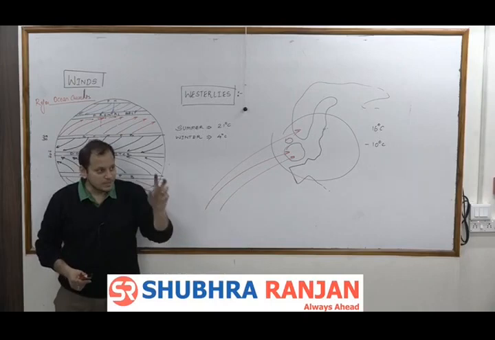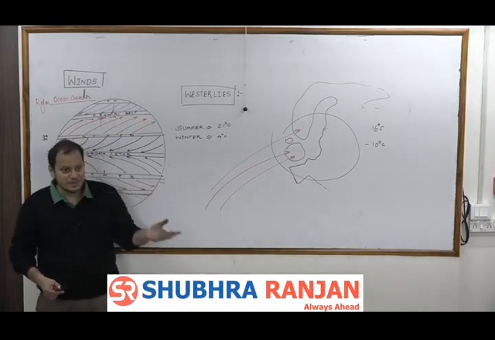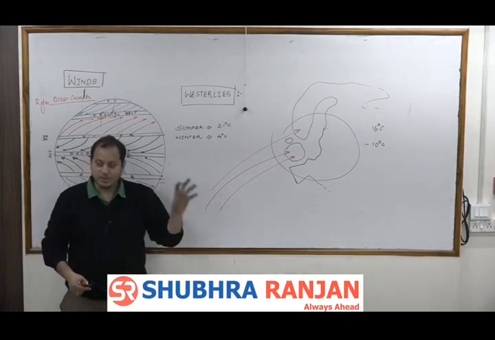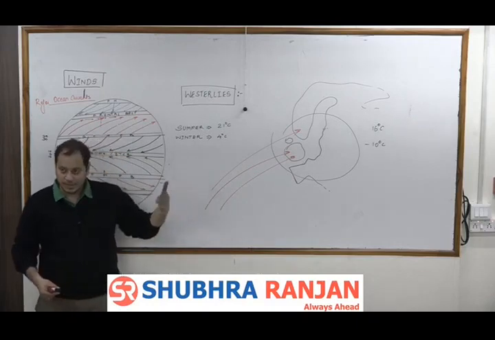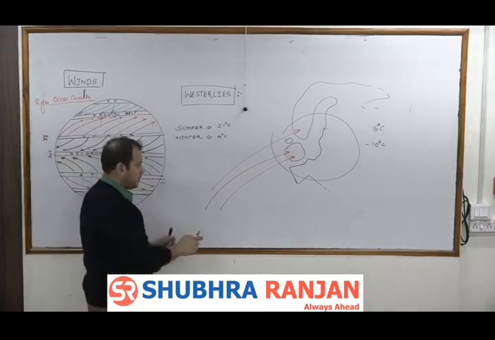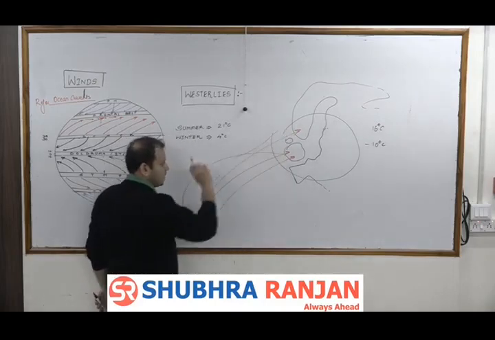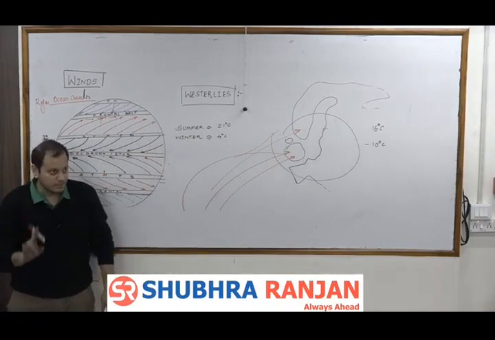So West European type of climate, which is considered to be the best climate for human development, for human health, has its origin due to the warming effect of the westerlies. And it is these westerlies which will take the Gulf Stream, that is the warm ocean current, in this direction. Because of westerlies, the warm ocean currents will go. So that is one importance of westerlies.